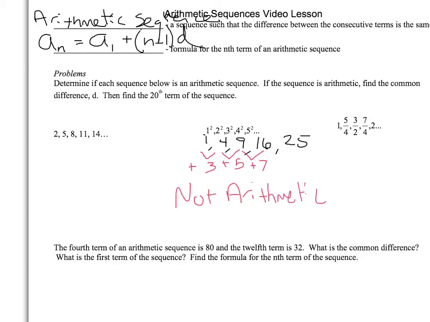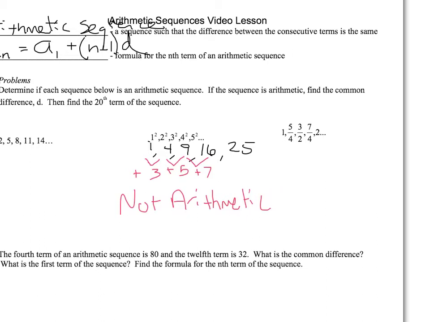Well, let's look at the next one. How do you get from 1 to 5/4? You have to add a fourth. How do you get from 5/4 to 3/2? You have to add a fourth. From 3/2 to 7/4, you add a fourth. And from 7/4 to 2, you add a fourth.